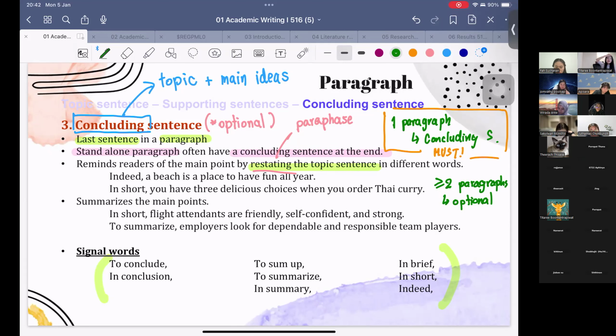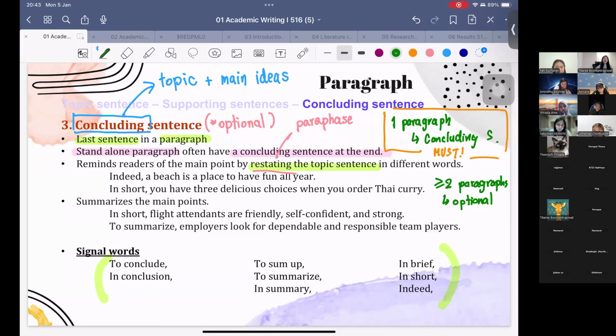If you write one paragraph, you need to write a concluding sentence because you need to have some kind of conclusion or summary at the end. However, if your writing is more than 2 paragraphs, or you know that you're going to have a conclusion paragraph at the end, you can choose to ignore the concluding sentence. If you know you're going to write a conclusion paragraph, you can choose not to write the concluding sentence.